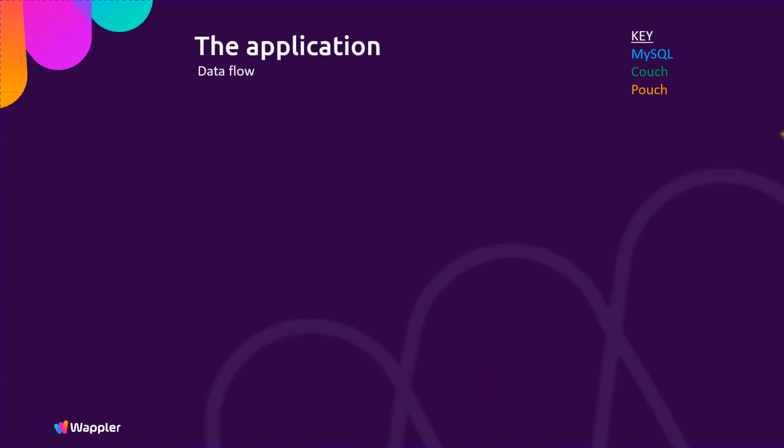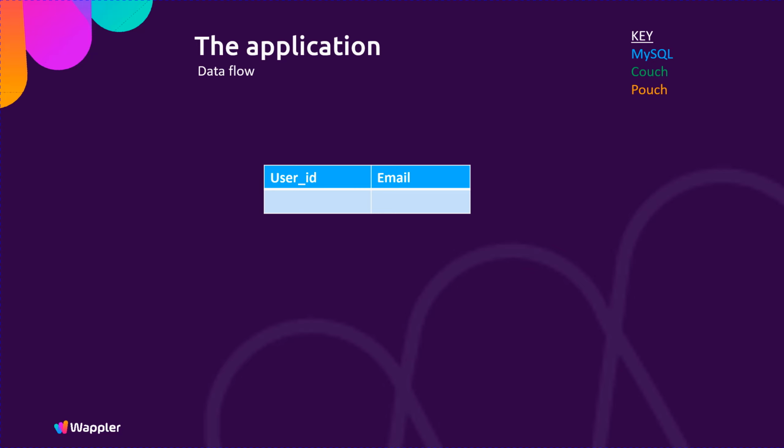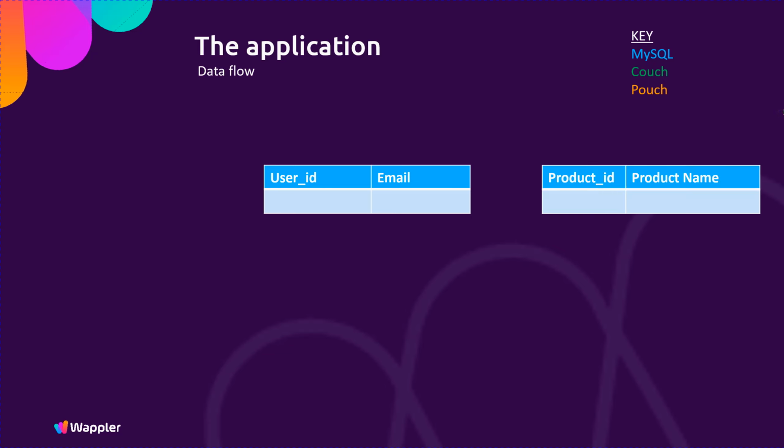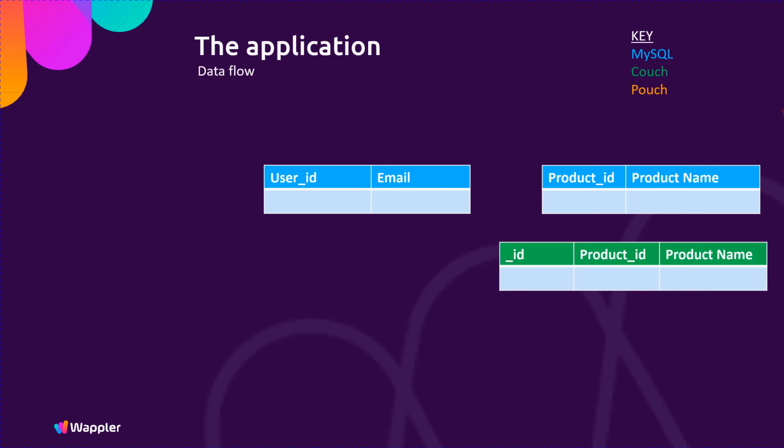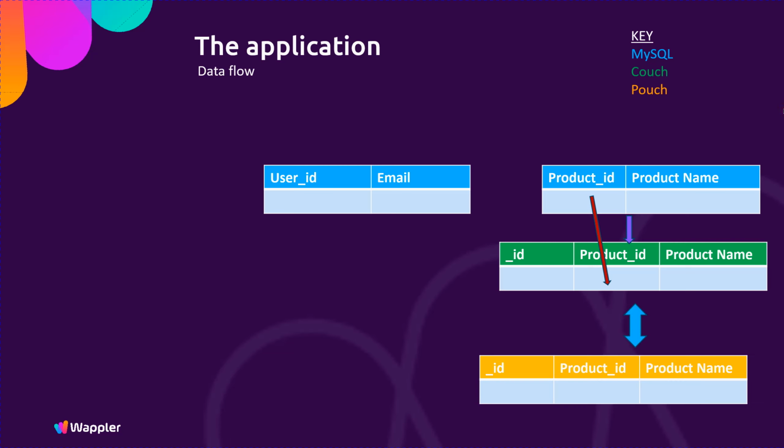So let's have a look at the overall application and the data flow within it. We're going to start with a simple users table, which we will use for login purposes, and that will then be able to reference who is currently logged in to the system and is submitting reviews or doing the data management. We're going to have a product table, and that's going to replicate to our CouchDB, and then of course that's going to carry that product ID down, and then we're going to have that automatic replication between that Couch and PouchDB database.